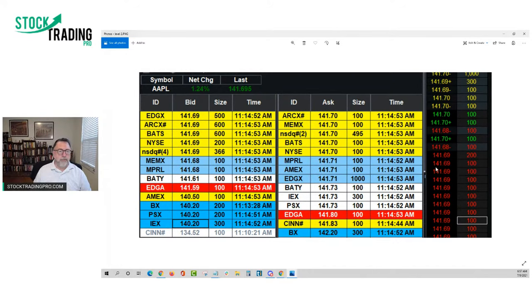So the red prints, typically in time and sales, that means it was a lower trade than the previous trade. It's also known as active selling. So these red prints, so you have the terminology down. A lot of people ask me to slow it down and give you the terminology. The red prints are trading at the bid. That's another terminology. These are people actively selling to these people buying.